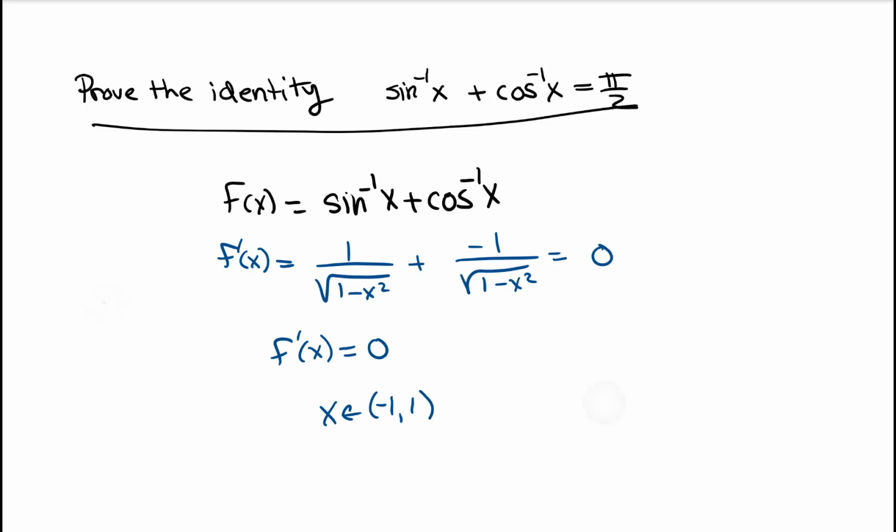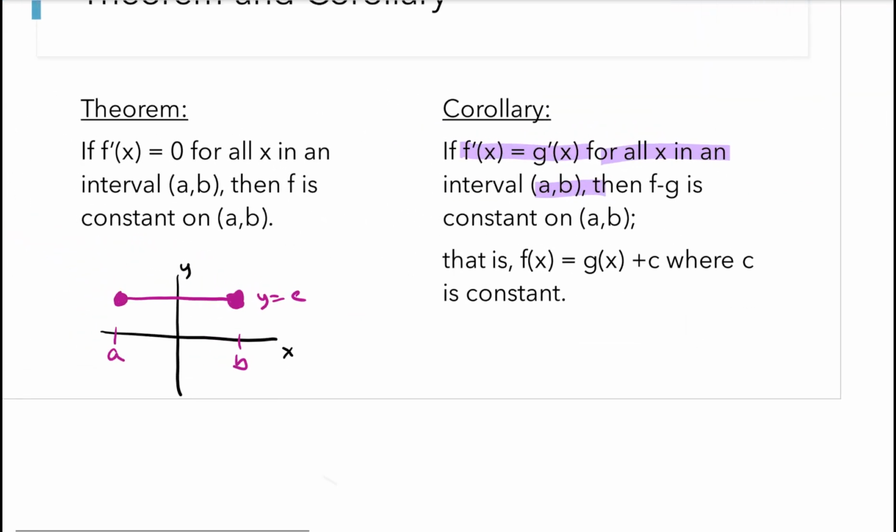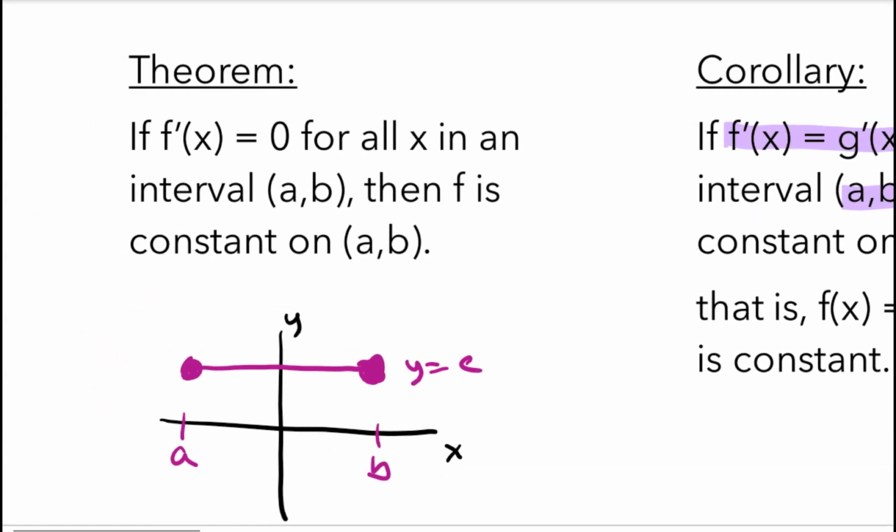Now, what does that mean? If the derivative is equal to 0 for all x in an open interval, here from -1 to 1, then we say that f is constant. That means it has the same value the whole way through. So all we have to do is pick any value we feel like. Maybe we'll pick 0.